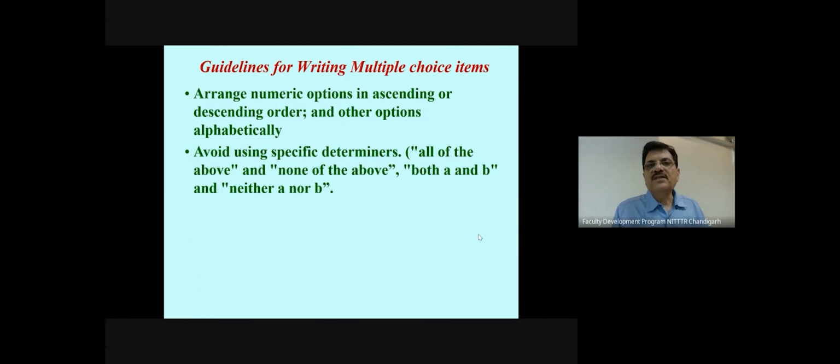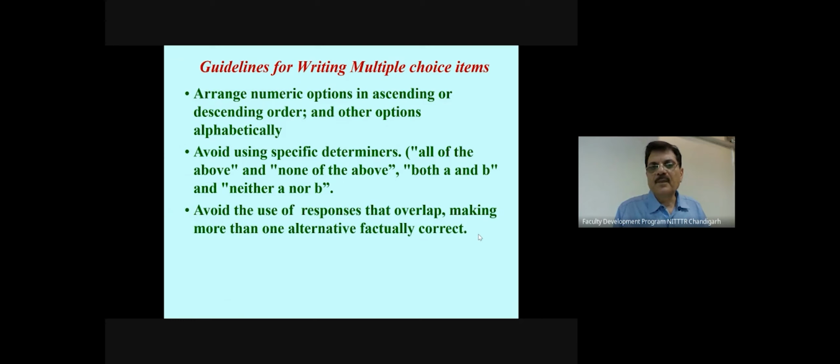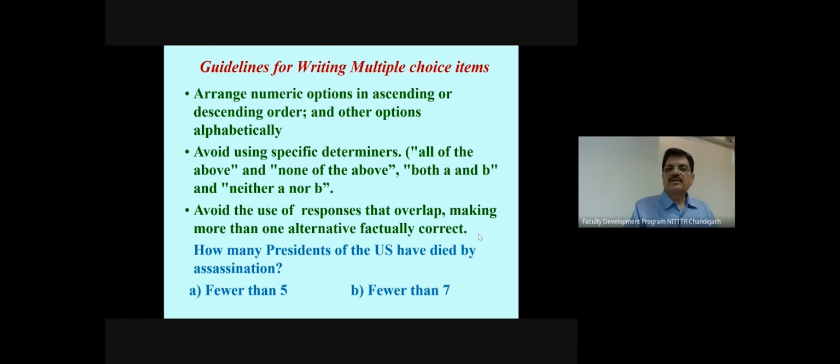Arrange numeric options in ascending or descending order and other options alphabetically. Avoid using specific determinants: all of these, none of these, both A and B, neither A nor B. Avoid the use of responses that overlap, making more than one alternative factually correct. How many presidents of the US have died by assassination? Fewer than 5, fewer than 7. तो B में A इंक्लूड है, more than 7, more than 10. तो C में D इंक्लूडेड है.